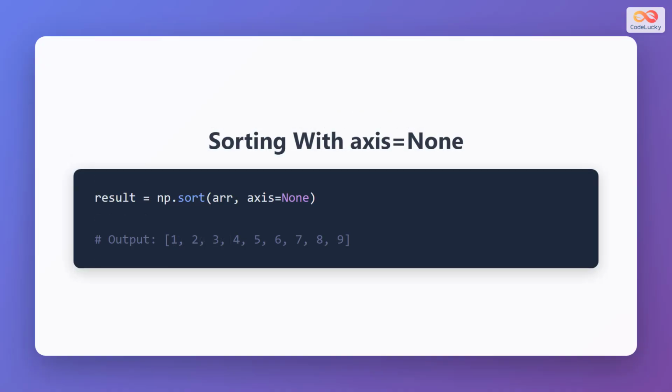When you set axis to None, NumPy flattens the entire array into a single dimension before sorting. This treats all elements equally, regardless of their original position. The result is a one-dimensional array containing all 9 values sorted from smallest to largest: 1, 2, 3, 4, 5, 6, 7, 8, 9. This is useful when you need a globally sorted list of all values.